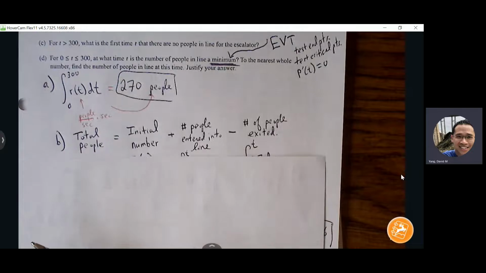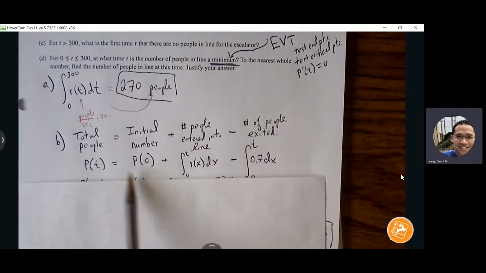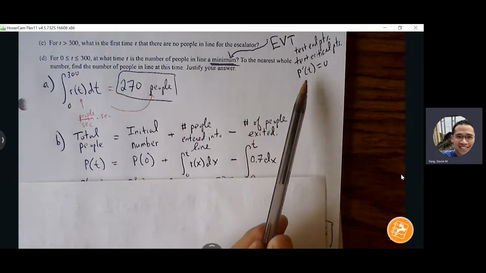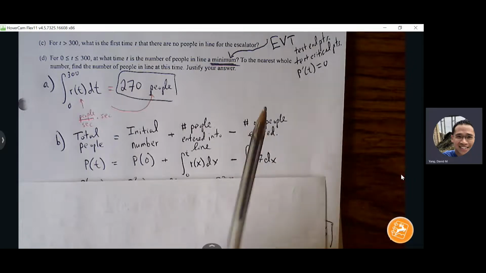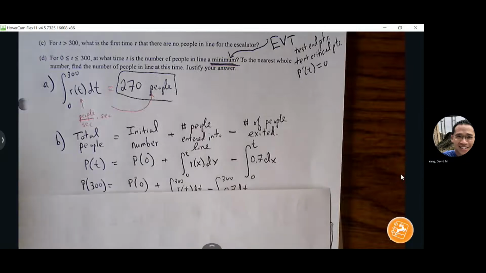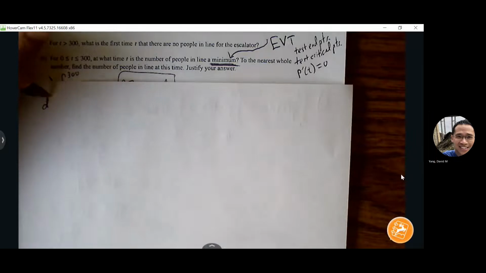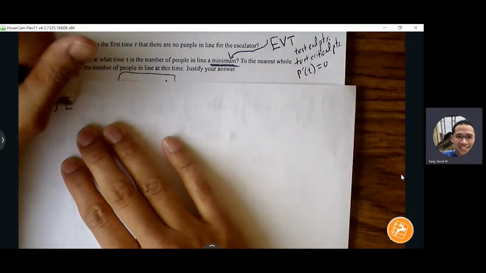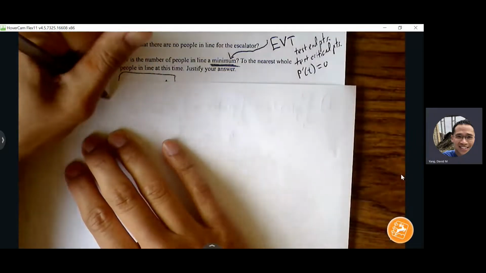Well, we have our formula here. We have our P of t formula. So why don't we just find the derivative of this and set that derivative equal to 0? We can find those critical points, and we can test it all against this P of t function. So EVT, we're going to have to find our P prime.